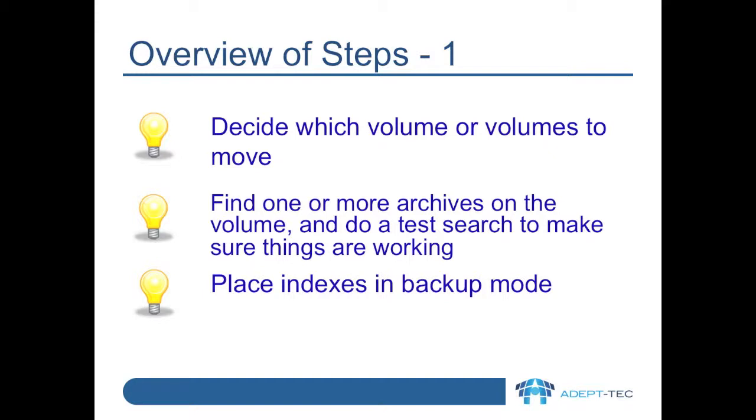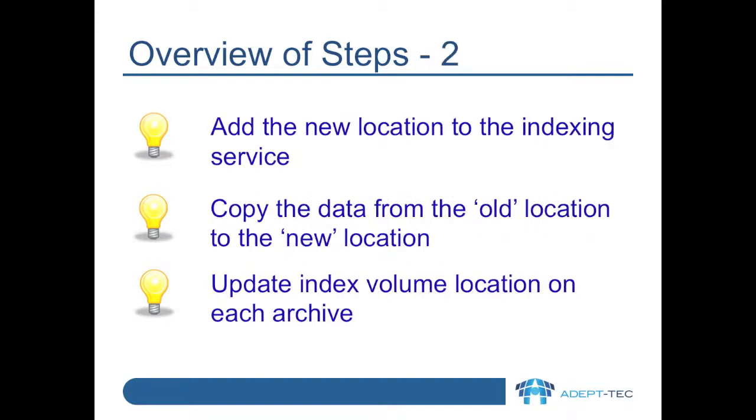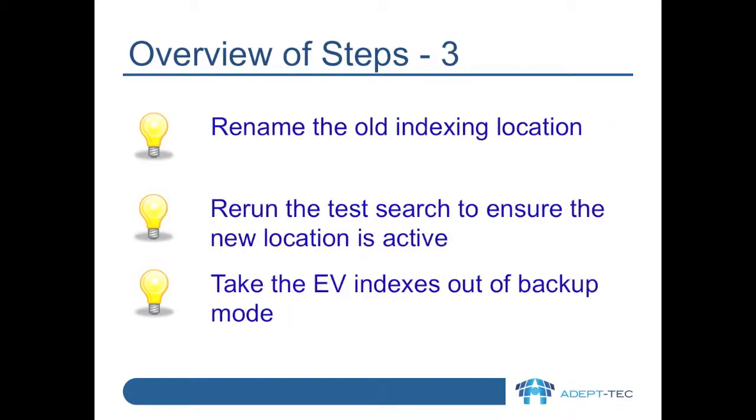We're then going to do the actual move by placing the indexes into backup mode, add the new location to the indexing service so that new index volumes will be created in the new location. We're going to copy the data from the old location to the new location. We then need to update the index volumes on the archives that we've chosen and rename the old location so that we're sure that it's not being used.